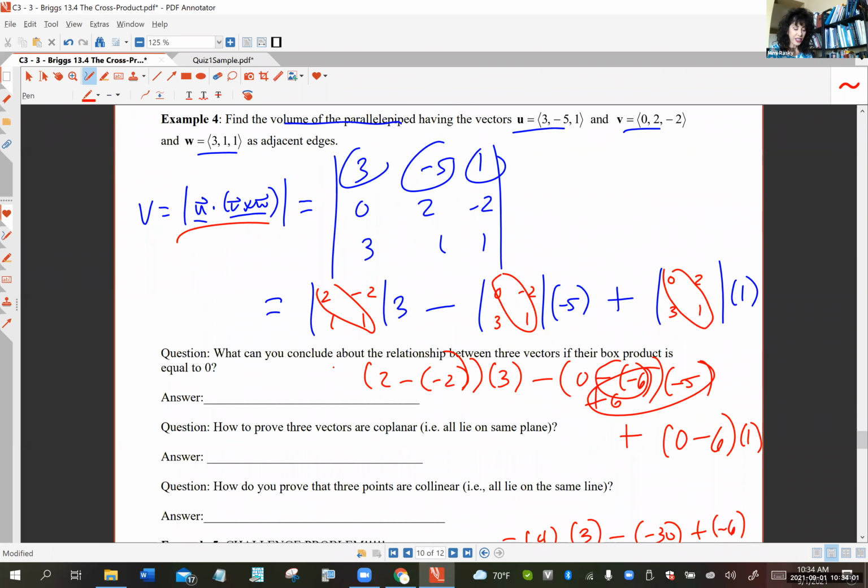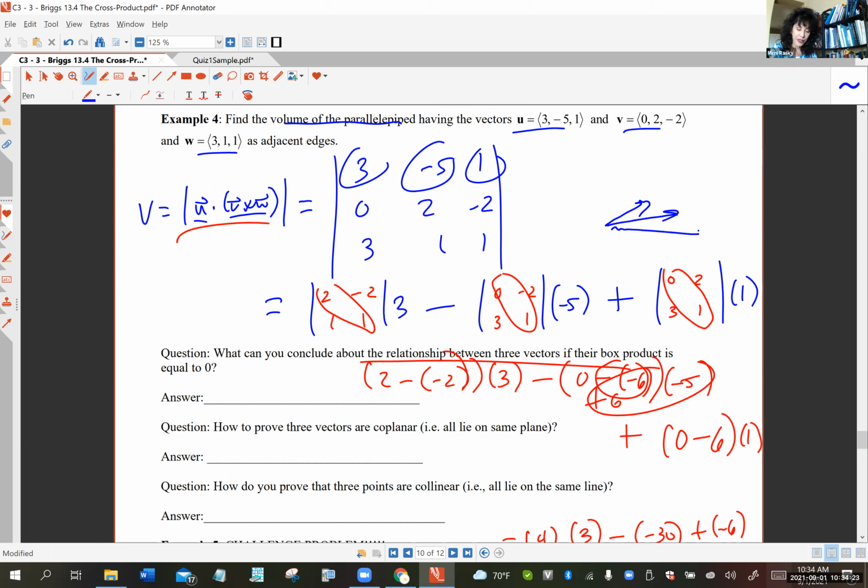Question: what can you conclude about the relationship between 3 vectors if their box product is 0? Oof. So the volume of the box is 0. What would you conclude? Well, this is a weird answer. It means that somebody squashed the box. Somebody stepped on the box.